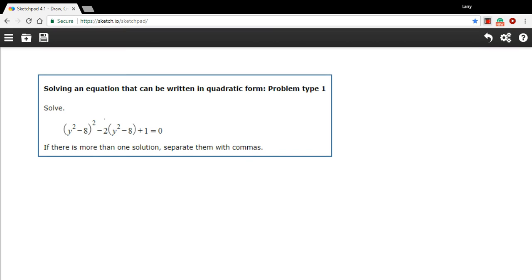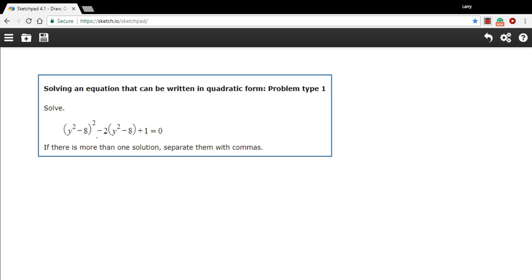In this problem, we are being asked to solve this equation that looks pretty complicated. It looks like it's a fourth degree equation. It's partially factored out, or some of the terms are. It looks pretty weird. The key is to recognize that this is actually written in the form of a quadratic. You have this chunk, y squared minus 8 squared, minus that same chunk to the first power plus a number.